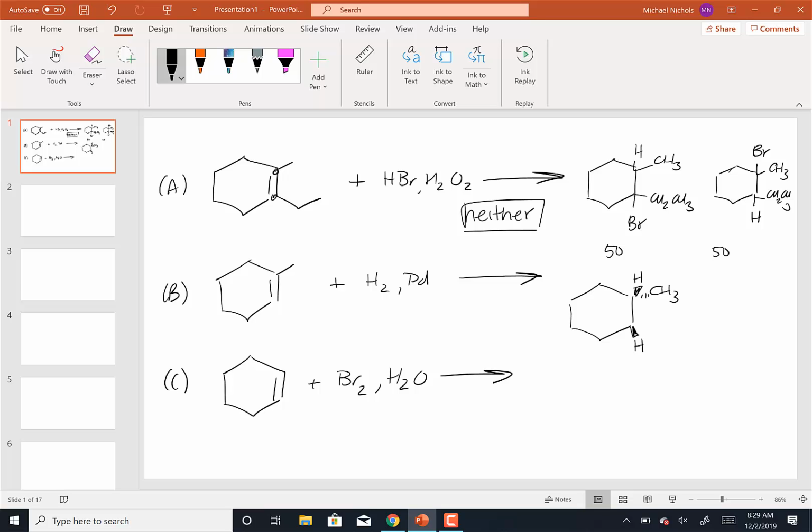How many chiral carbons are in this molecule? Zero. There are 0 chiral carbons. Just because there are bold and dashed wedges doesn't necessarily mean that there are chiral carbons or that it's stereoselective. So you have to be careful about that. In this case, there are 0 chiral carbons in this molecule.